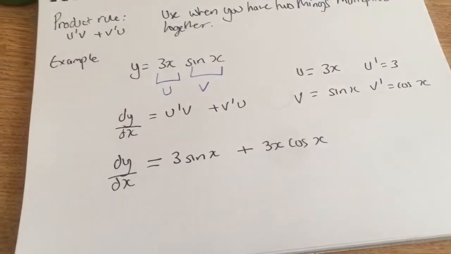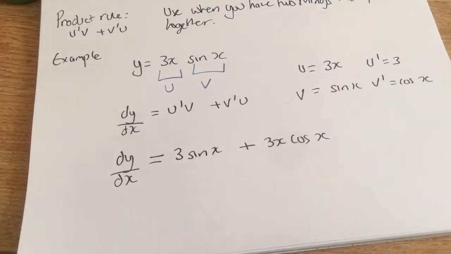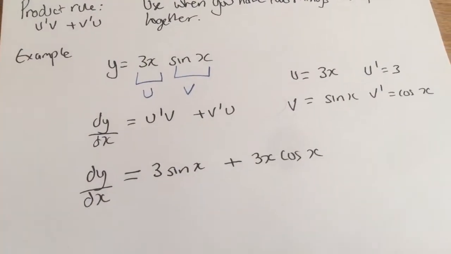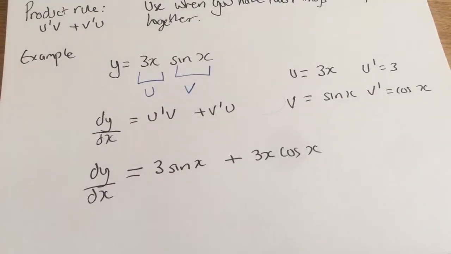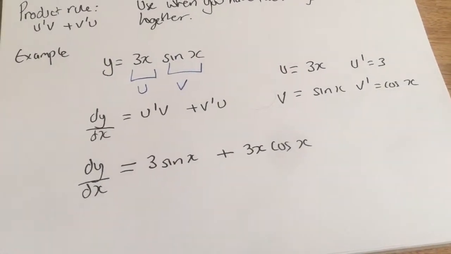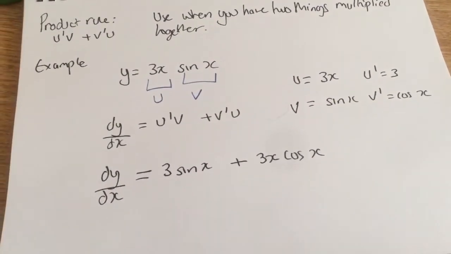What do you do first of all? You break down your function y, the one you want to differentiate, into two separate parts, u and v. Each part, differentiate. So we decided that u is 3x, so u dashed is 3. We decided that v is sine x, so v dashed is cos x. Then just plug it into the formula.